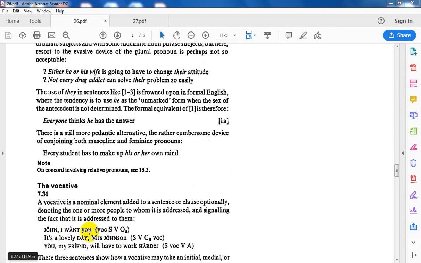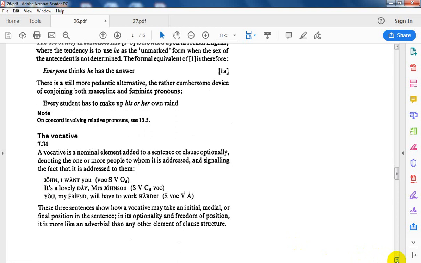These three sentences show how the vocative can take an initial, medial, or final position. In this one, I have John at the initial position. This is the main sentence: I want you. Voc refers to John. It is optional. I is the subject, want the verb, you the direct object. So this sentence is SVO, generally.